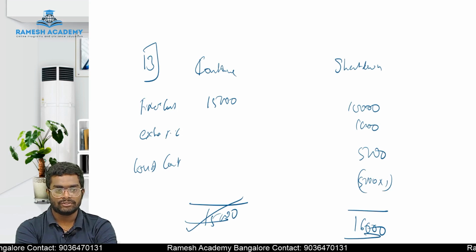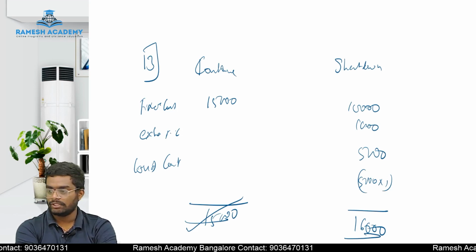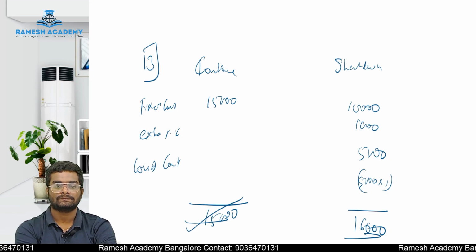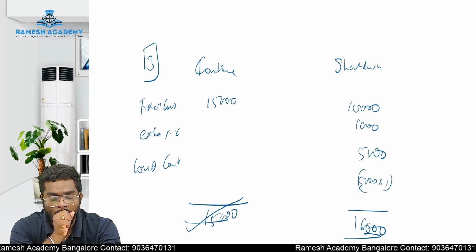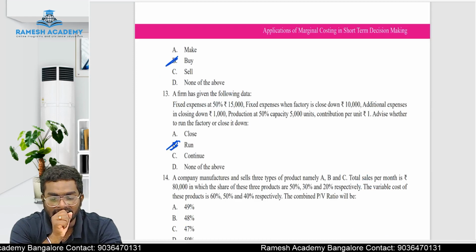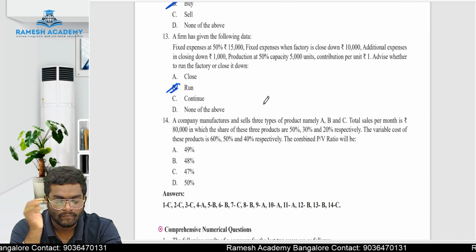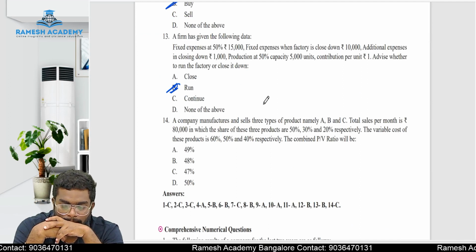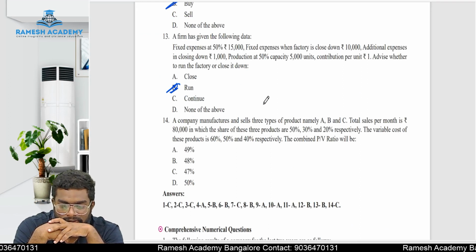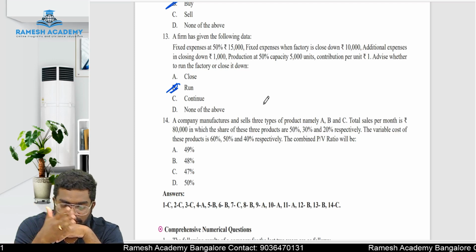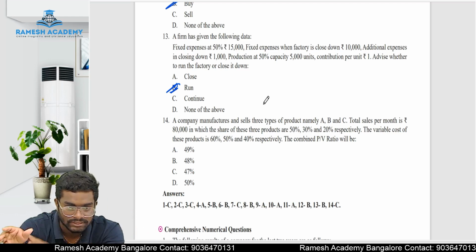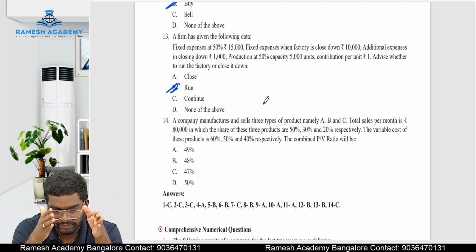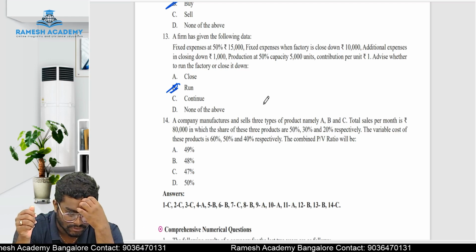Now we have the last MCQ. After that, we'll be doing the comprehensive problems. A company manufactures and sells three types of product A, B, C. Sales 80,000, which is distributed in 50-30-20 ratio. Make a table, particulars A, B, C. Then take 80,000, divide it in the ratio 50-30-20. Then variable cost is 60-50-40.